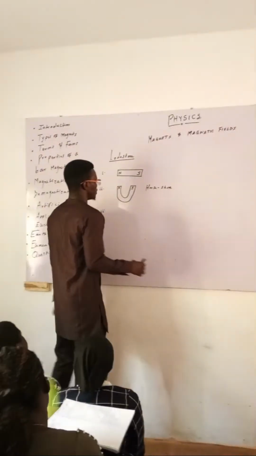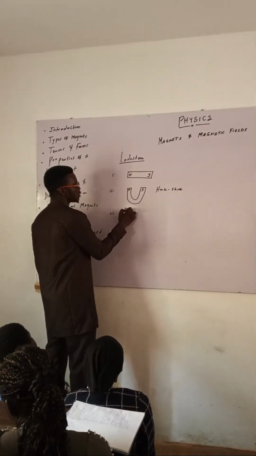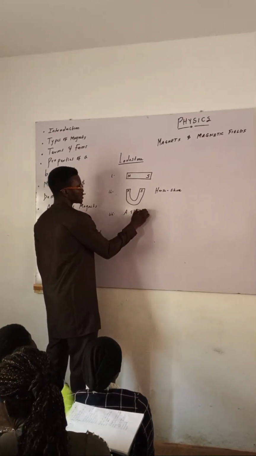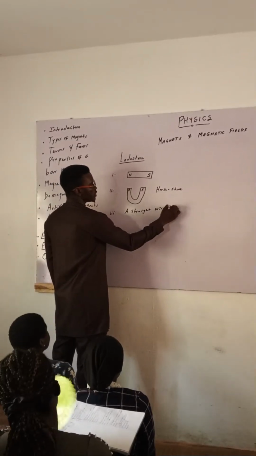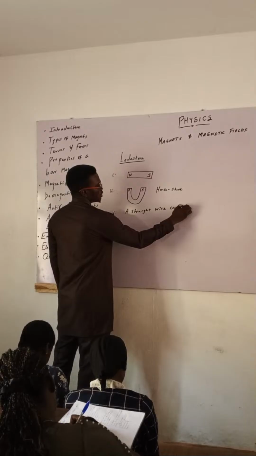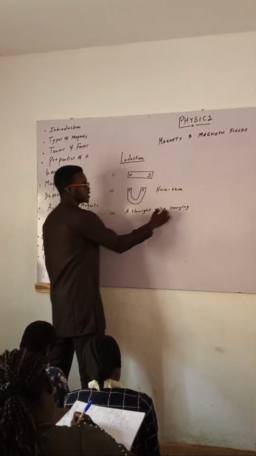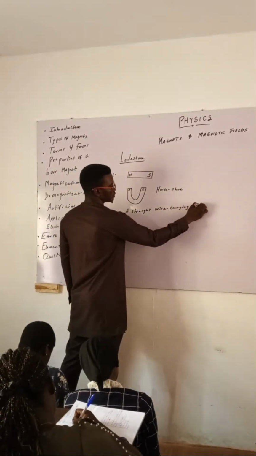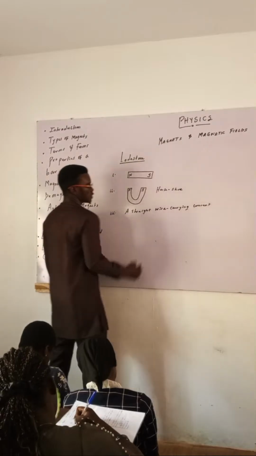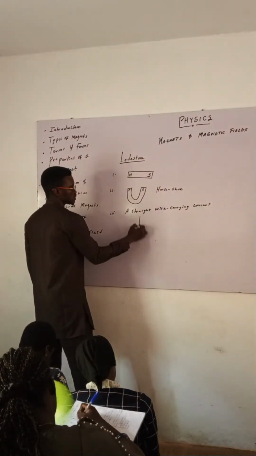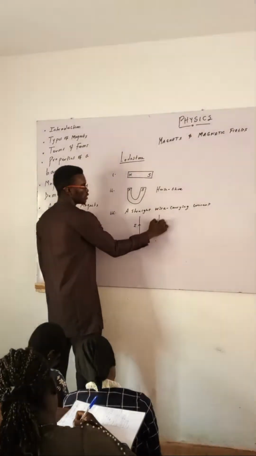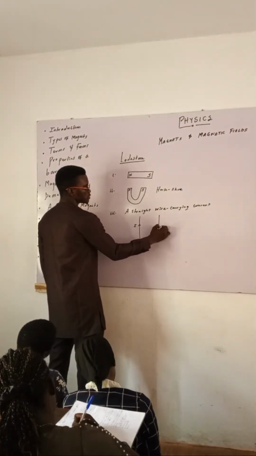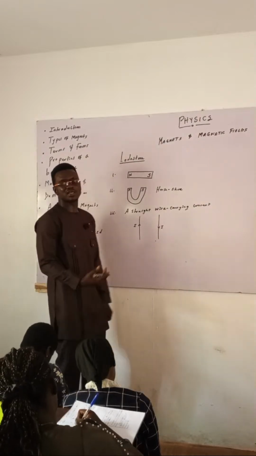So, a straight wire carrying current can serve as a magnet. A straight wire carrying current. So the wire is carrying current, just like this. The current flowing upward or the current flowing downward can serve as a magnet too.